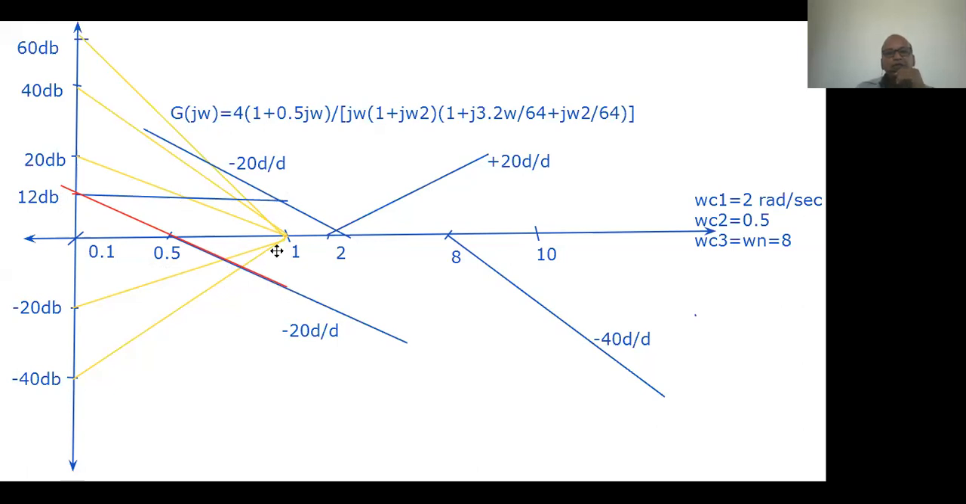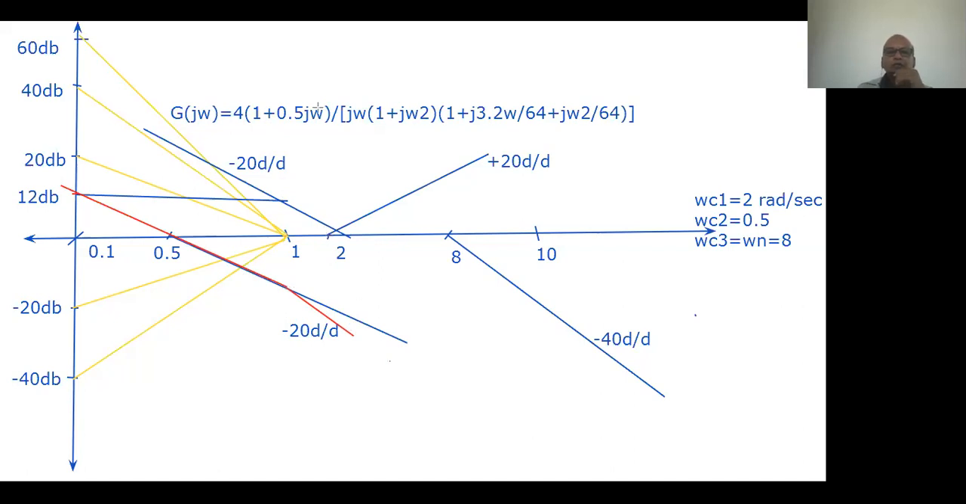Then at this corner frequency, what is the slope? Minus 20. You observe this is minus 20 at this corner frequency. Minus 20 minus 20, we get minus 40. Draw a line at this corner frequency which is parallel to this faint line, up to this slope.